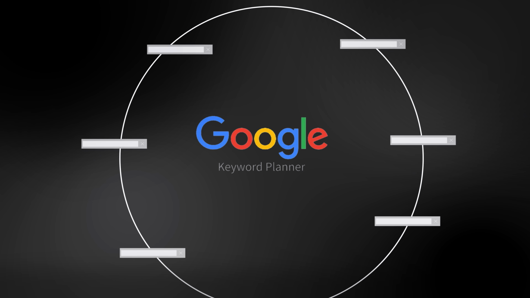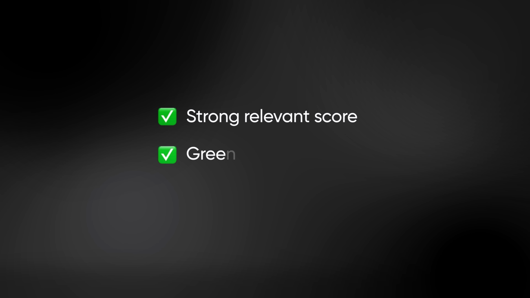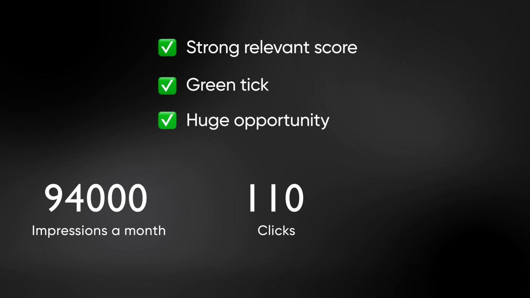I had a client, 60,000 USD a month. Google Keyword Planner flagged one keyword as a top opportunity for them when they were building initially. Strong relevance score, green tick, huge opportunity. 94,000 impressions a month, 110 clicks, 0 conversions. $4,000 every month gone. And Google's dashboard made it look completely healthy the entire time.